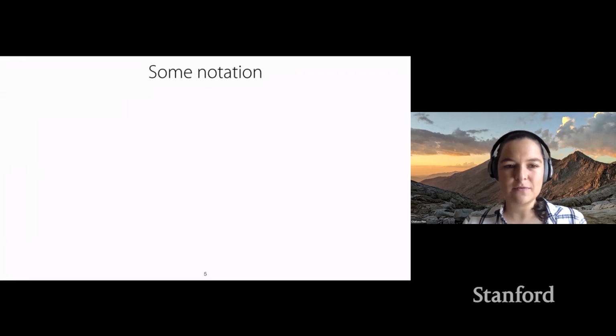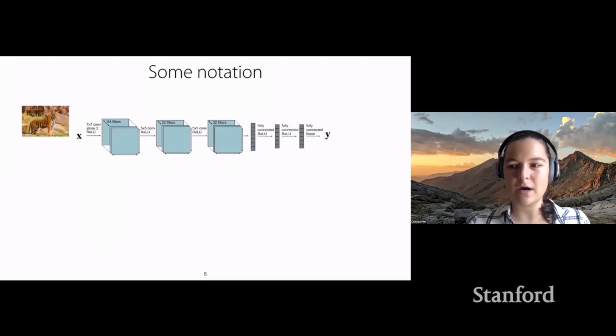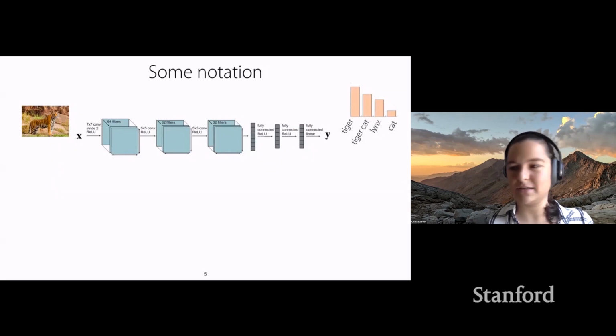First, some notation that I'll be using throughout the lecture and also likely in future lectures. We'll be considering multitask learning with neural networks for the lecture today. We'll use x to denote the input, and y to denote the output or the label. The input may be something like an image, for example, the image of a tiger, and then the output may be a probability distribution over what you think the label is, whether a tiger cat, a lynx, a cat, and so forth.